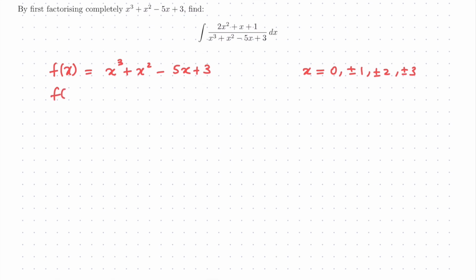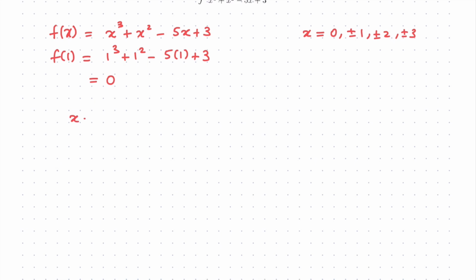We will use f of 1. So f of 1 is equal to 1 cubed plus 1 squared minus 5 times 1 plus 3, which is equal to 0. So we found a root. Luckily, it was the first value that we tried. If this was not equal to 0, then you would try the next values and keep going until you find a root. So we can say that x equals 1 is a root, and that implies that x minus 1 is a factor.